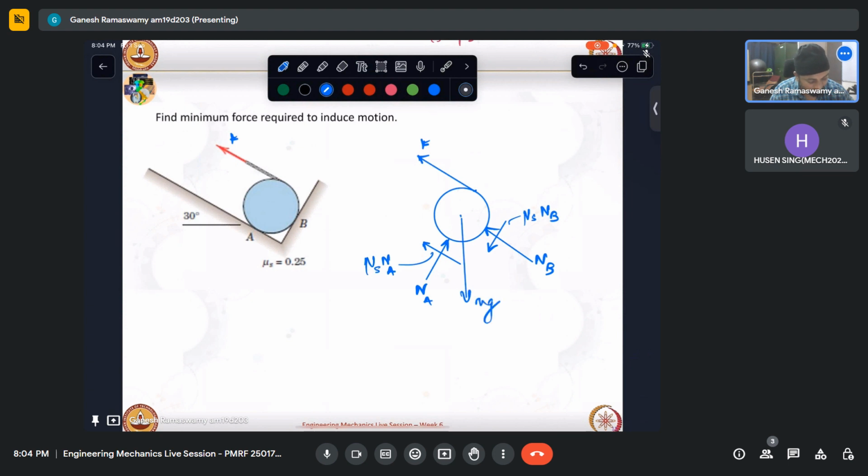Now there could be two possibilities. One is that the force applied is such that contact at B is lost. Now I can see that I'm trying to lift. What if the contact is lost here? Then only the frictional force here is trying to counter that movement. So what I need to analyze is, first I assume that contact at B is not lost.